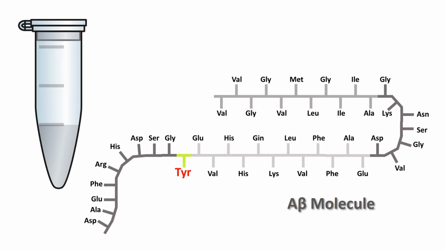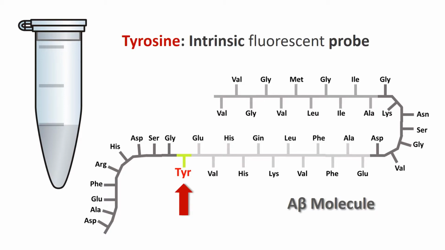Our method focuses on an amino acid found in beta amyloid called tyrosine, which can be used as an intrinsic fluorescent probe. Intrinsic probes are unique because they allow us to detect the slightest changes in the surroundings of the probe without disturbing the native structure, as happens when using extrinsic probes.